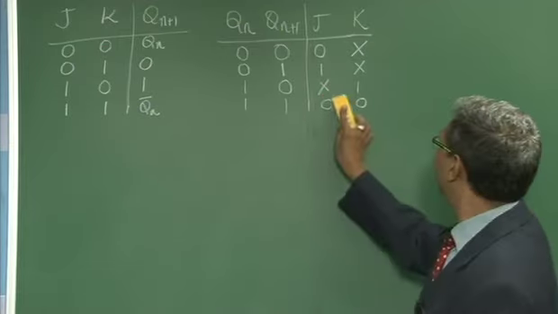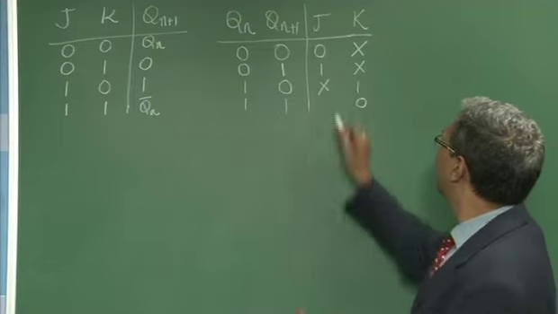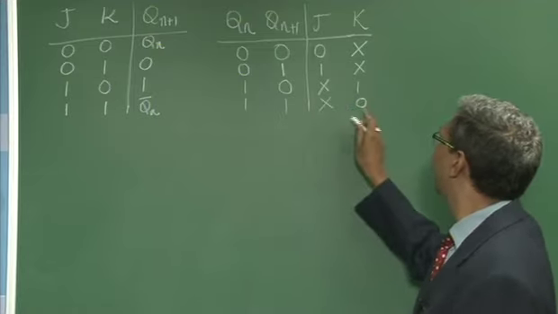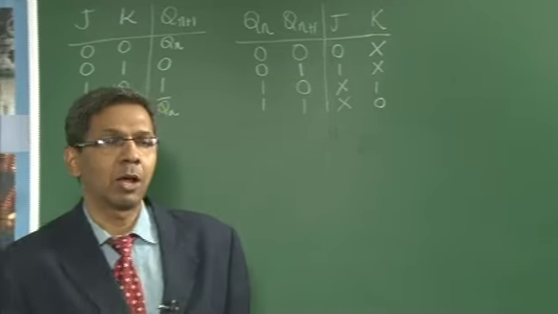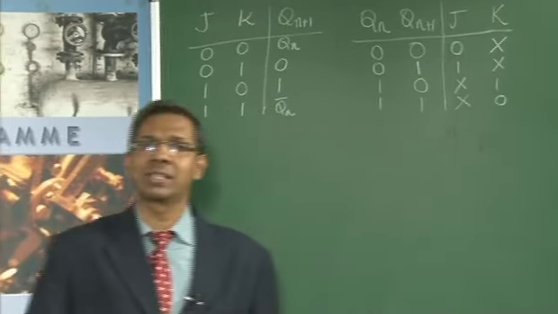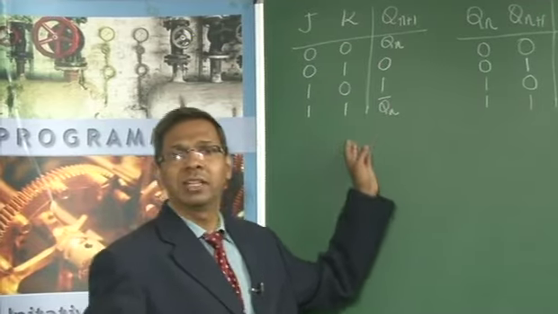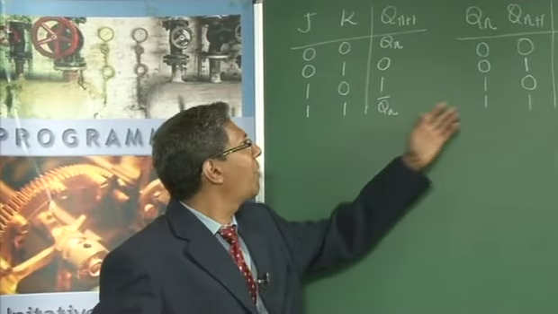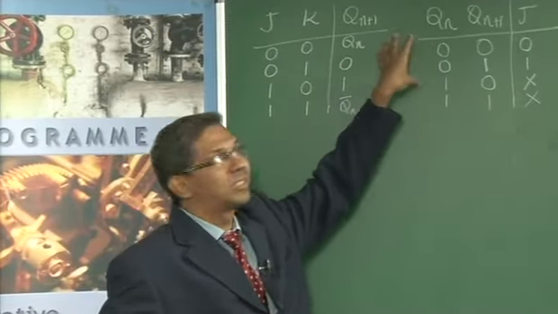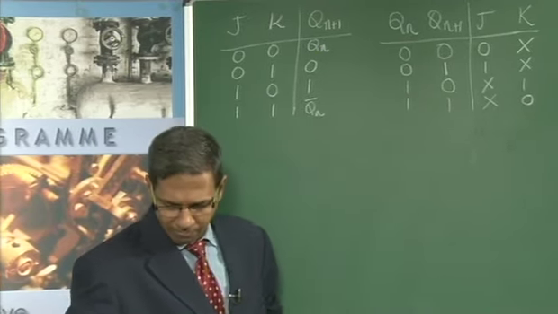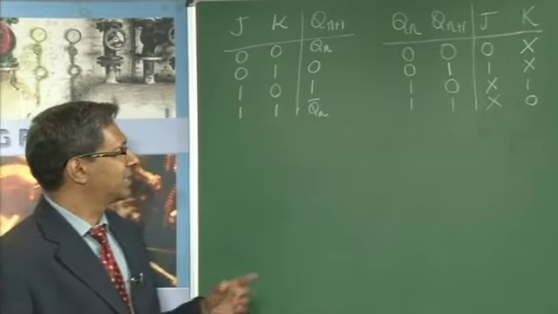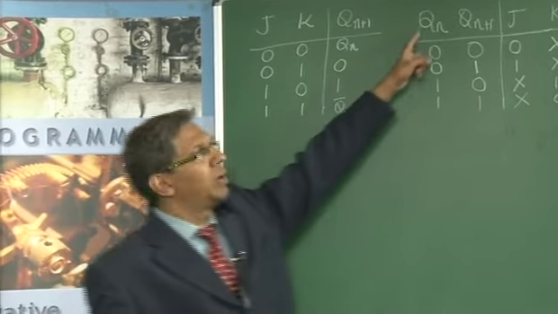So the net result is J can be anything, but K has to be 0. This is a very important corollary of our understanding of the way the JK flip-flop works. We are going to use this state transition table in order to design our counter. That we'll see later. Remember, this is only for one flip-flop.